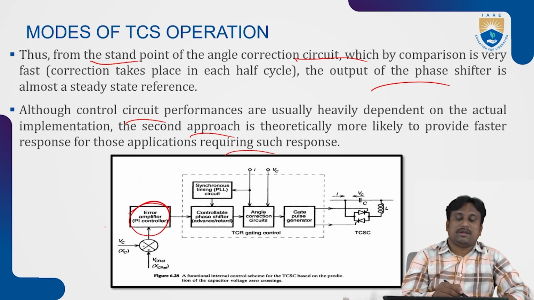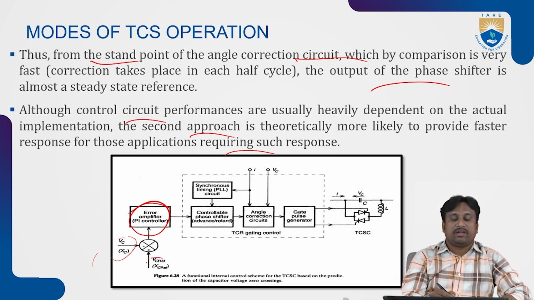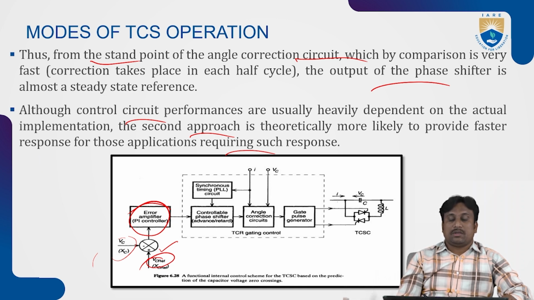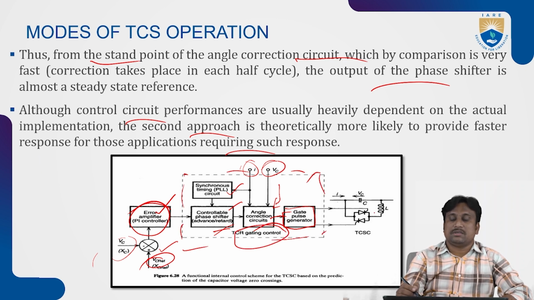So the error amplifier introduced here with the PI controller is excited by the capacitive voltage. This reference voltage at the summing point will generate the signal connecting to the PI controller. Here it smoothens the error signal, and the controllable phase shifter is connected as an advance or retard stage. So the synchronous timing circuit is coupled to the current block and the VC block as angle correction circuits. This may be connected to the gate pulse generator. The whole combination will be treated as a TCR gating signal control.